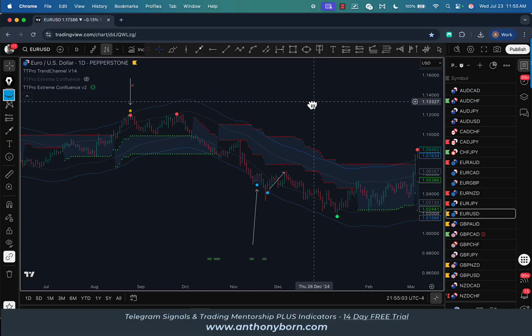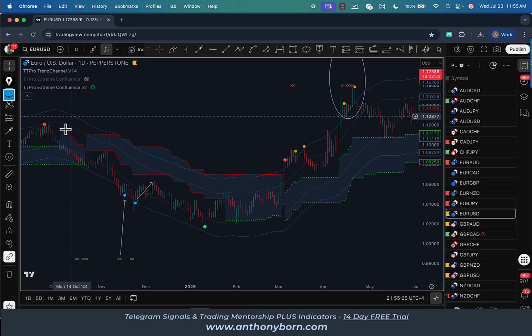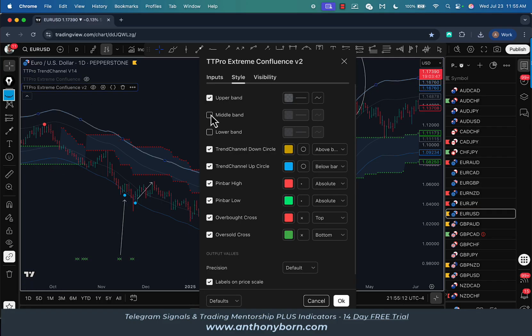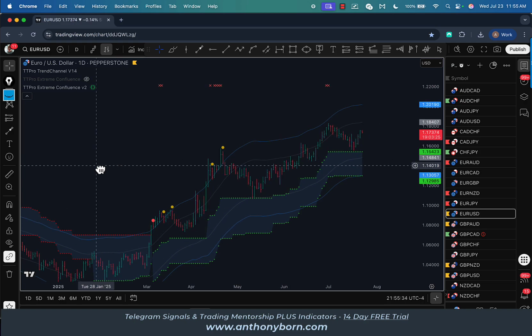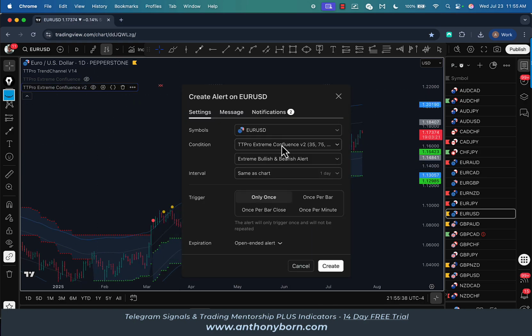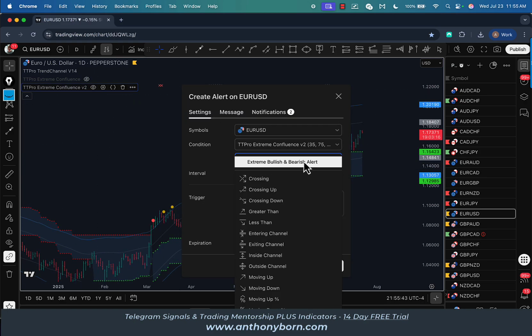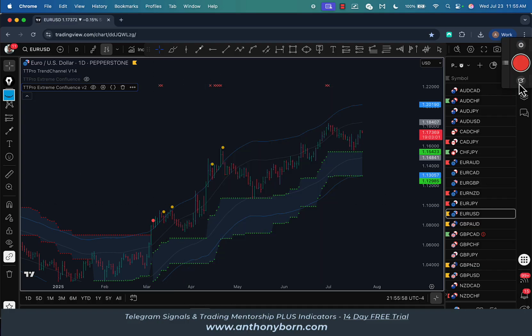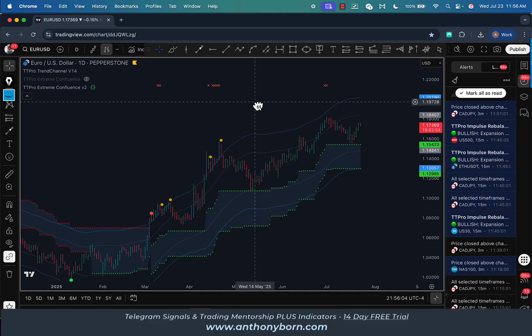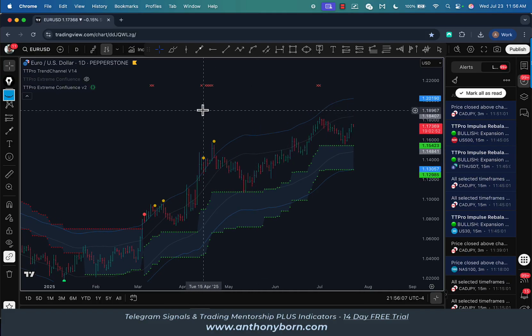That's quite nice. Okay, so that's the Extreme Confluence version 2. You can include the bands, that's the bands on the trend channel, and you can enable or disable any of these alerts as you like. Now the alerts: add alert, and we've gone with extreme bullish and bearish. So this is a one alert fits all. Any of these signals that fire will show up in the alerts log over here. Okay, so that's the Extreme Confluence version 2.